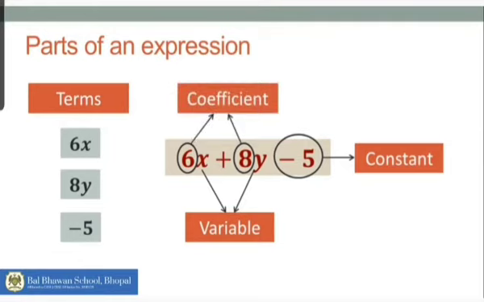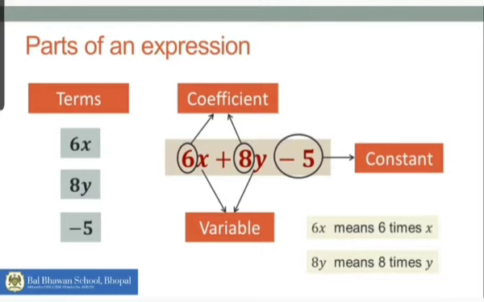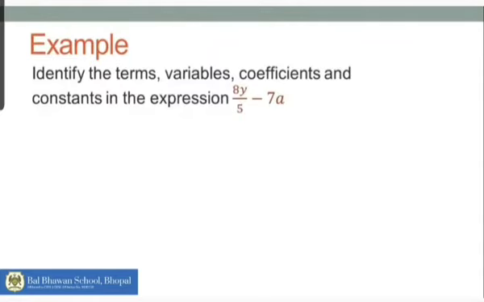Now, these 6x and 8y hold 6 and 8 as a number in front of them, which is also known as coefficient or numerical coefficient of these terms. The number with the variable is always written in front. We can't write it as x6. We always write it as 6x, which means 6 times x.